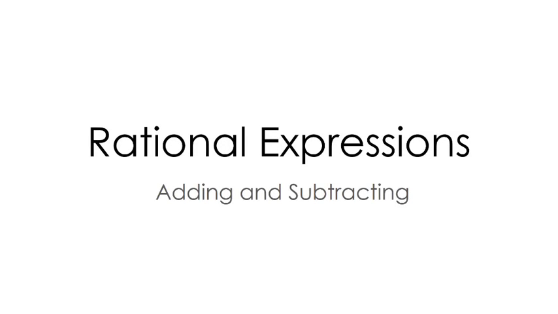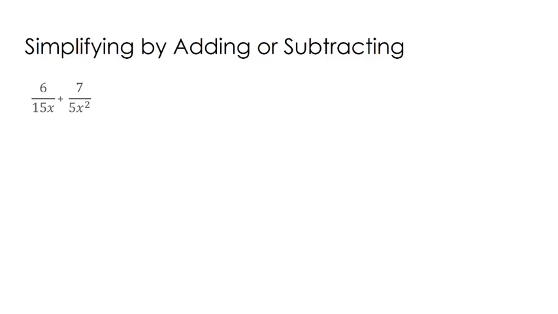In this video, we're going to look at how to add and subtract rational expressions. So starting right here, we have a rational expression on the left, and we have this rational expression on the right. We want to add those, and so we can treat this basically like adding fractions. So if I have 6 over 15x, and I'm trying to add it to 7 over 5x squared, we need to get a common denominator.